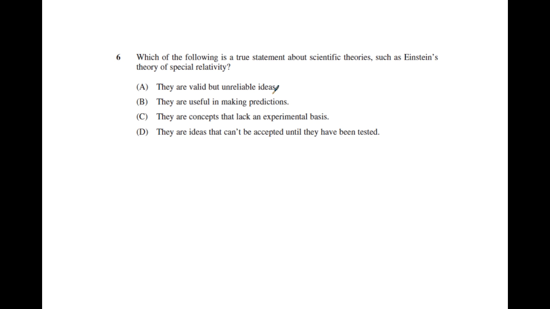So let's look at number 6. Which of the following is a true statement about scientific theories, such as Einstein's theory of special relativity? Is it A, they are valid but unreliable ideas. B, they are useful in making predictions. C, they are concepts that lack experimental basis. And D, they are ideas that can't be accepted until they've been tested. Pause now.